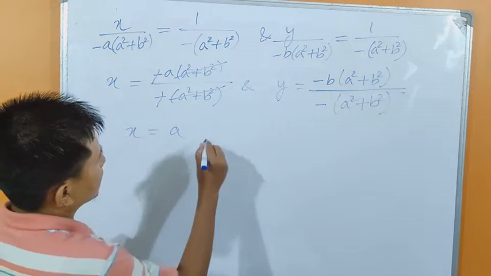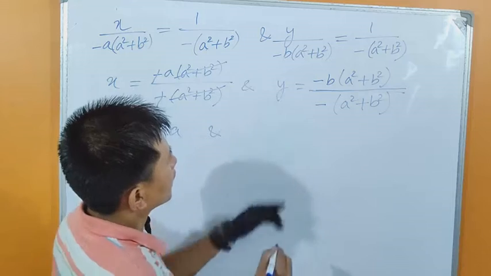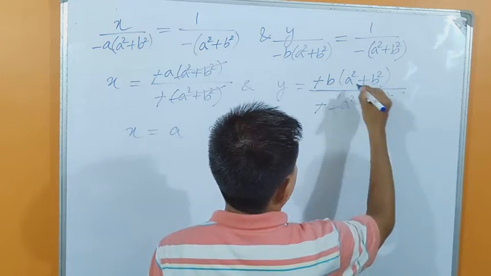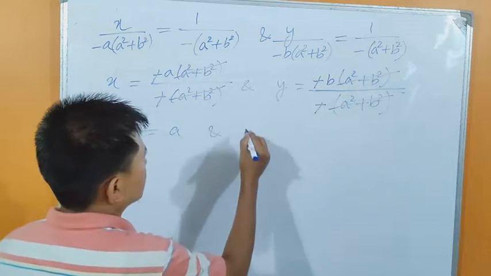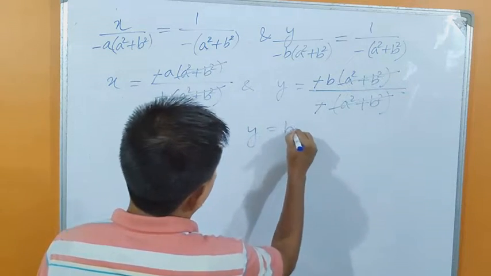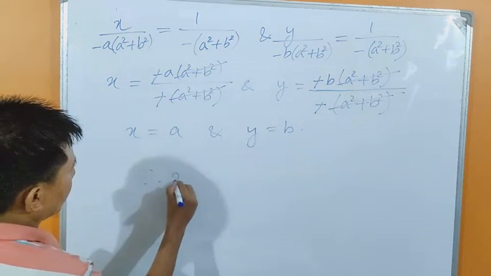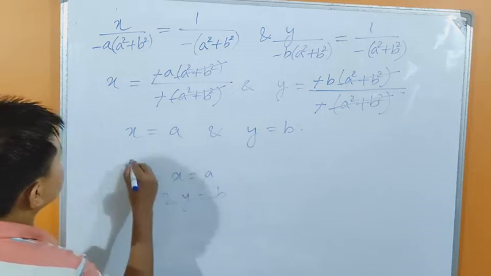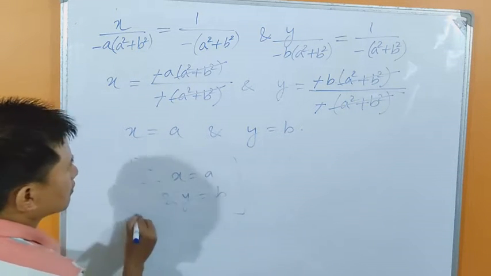We got x equals to a, and here y equals to, this minus and this minus is cancelled. A square plus b square and a square plus b square is cancelled. So y equals to b. Therefore, the values of x is a and y is b. This is the answer for question number 12.